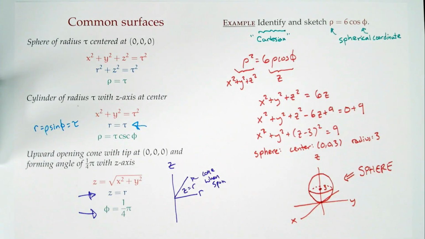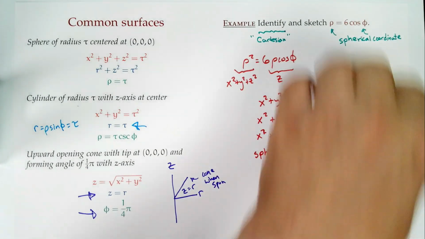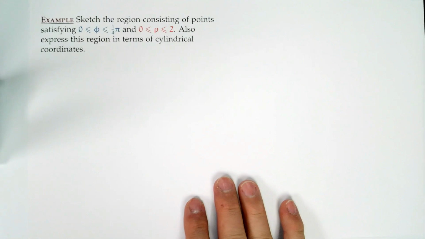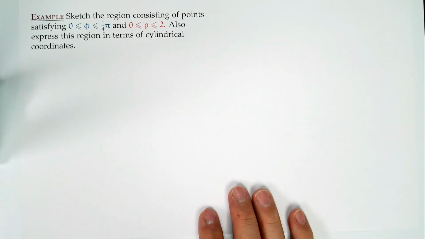Well, I think we have one more. All right, what's our last problem? Sketch the region consisting of points satisfying 0 less than or equal to phi less than or equal to pi fourths and 0 less than or equal to rho less than or equal to 2. Also, express this region in terms of cylindrical coordinates.